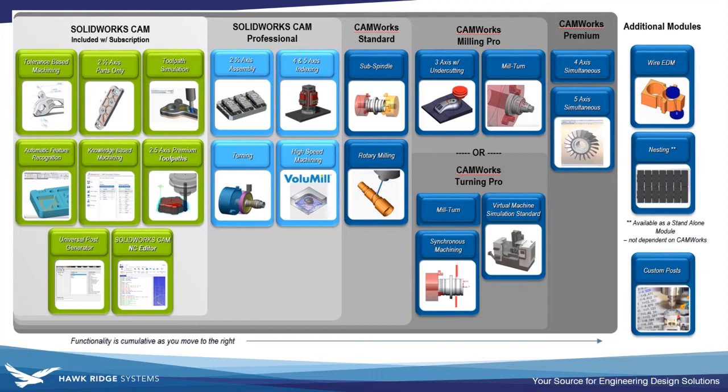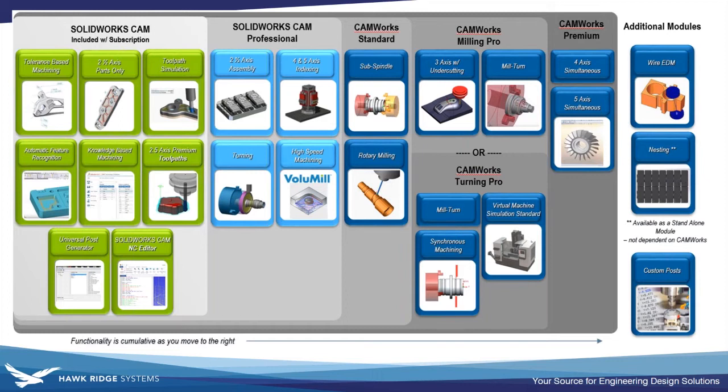And you can see here on the right, with the full-blown CamWorks packages, you can get into more complex machining solutions: wrapped features with rotary milling, sub-spindle operations on your lathe, 3-axis milling, mill-turn solutions, and so on and so forth.